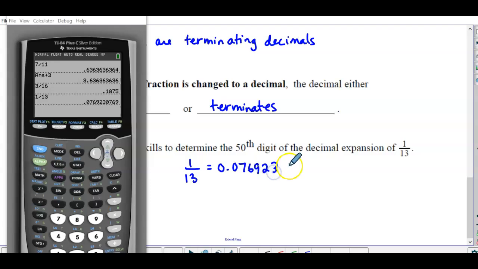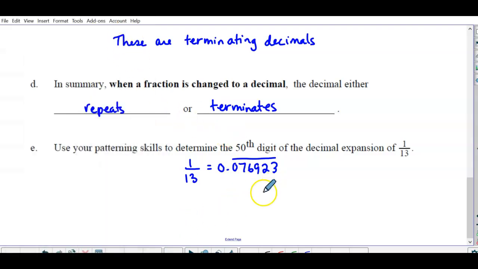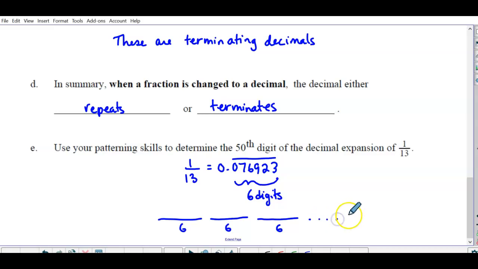0.076923, and then I see a 0769. So these are all repeating, even the 0, okay? So let's think about how many digits are there here. There's 6 digits, and we want to find the 50th digit. So we've got 6 digits and then another 6 digits. So basically, how many 6s go into 50 without going over? Well, 8 times 6 is 48.